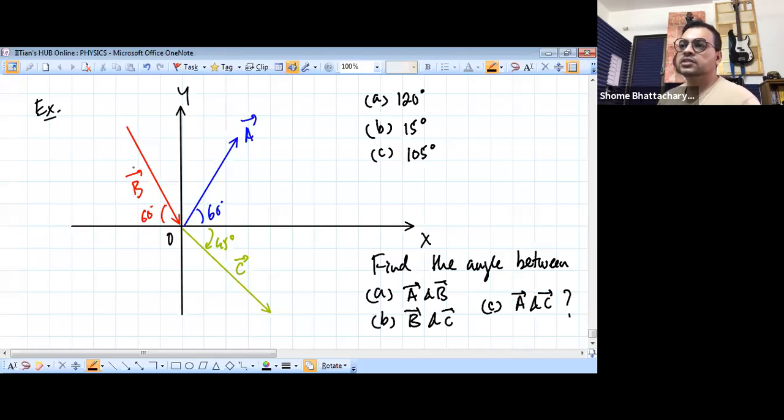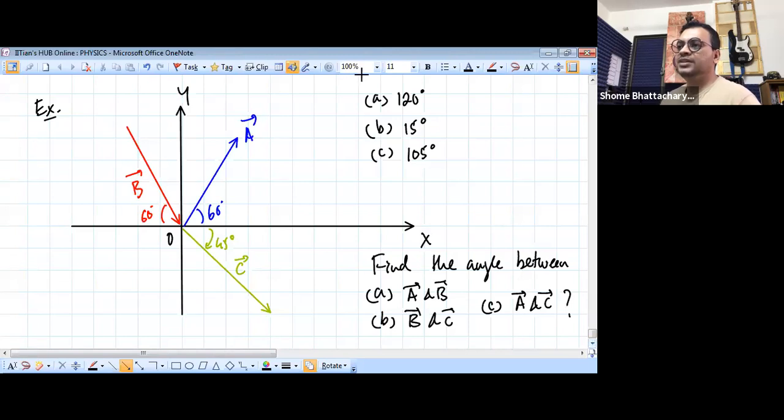Now, what will be confusing you is that B is drawn like this. But remember, B ka jo direction hai wahan pe, B ka jo direction hai, wo aisa hai. It's going in this direction. It's not going in this direction. It's not going from the origin like this. It's coming to the origin like this.